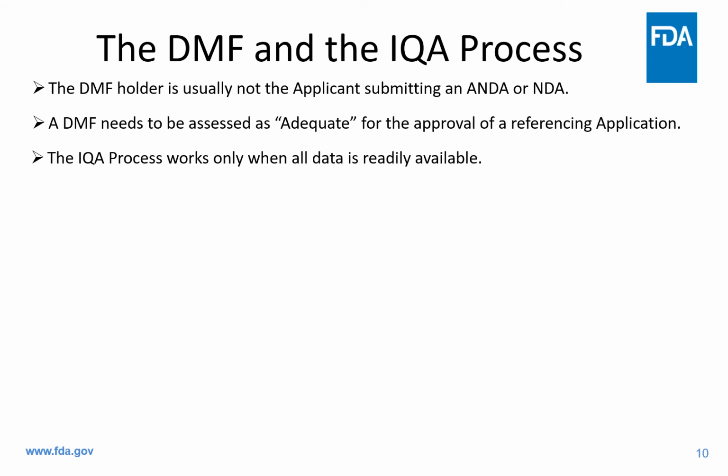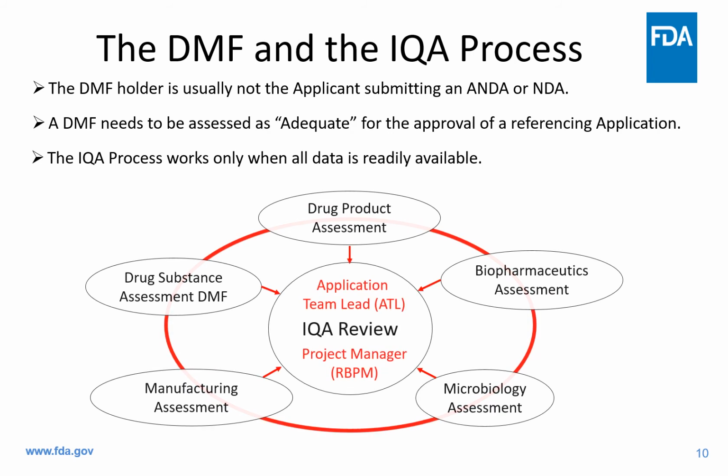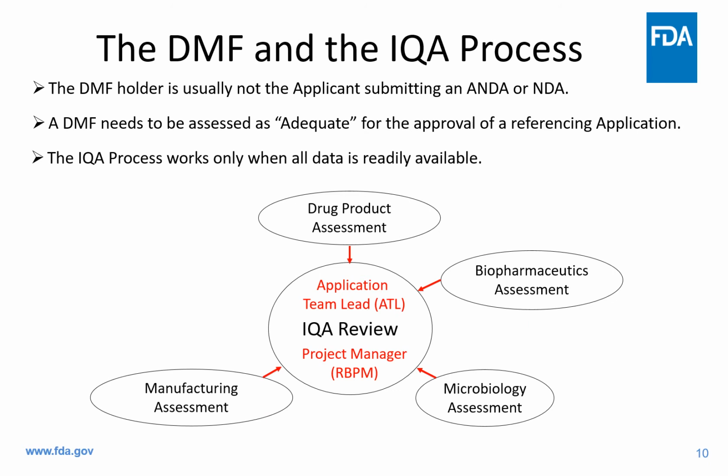And the IQA process only works if all the data is available. So basically, if something happens that the DMF does not communicate the information, we can't do the process. So even though the DMF holder is not formally the applicant, the DMF holder is a very important person to this process.